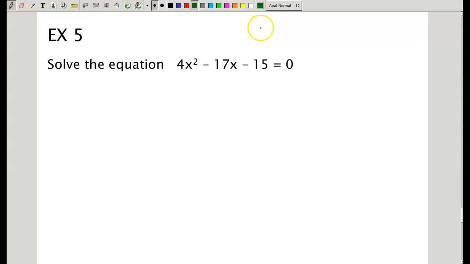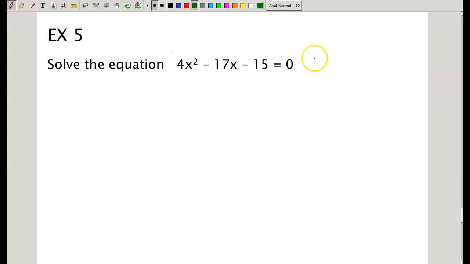All right, so the last one we're going to look at in 4.4 is really just putting things together and then solving an equation by factoring. If you look at example 5, the only thing that's different is that it's equal to 0. So we can simply use the zero product property. If we can factor it, we can use the zero product property to finish and solve it.